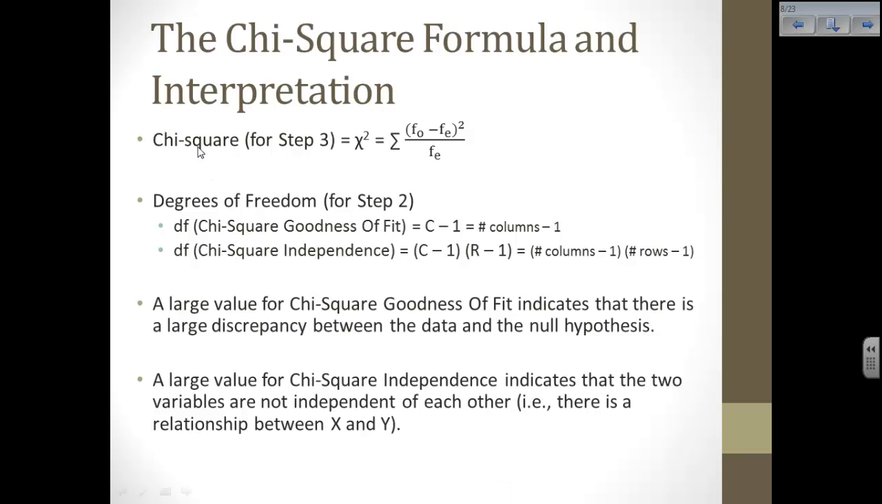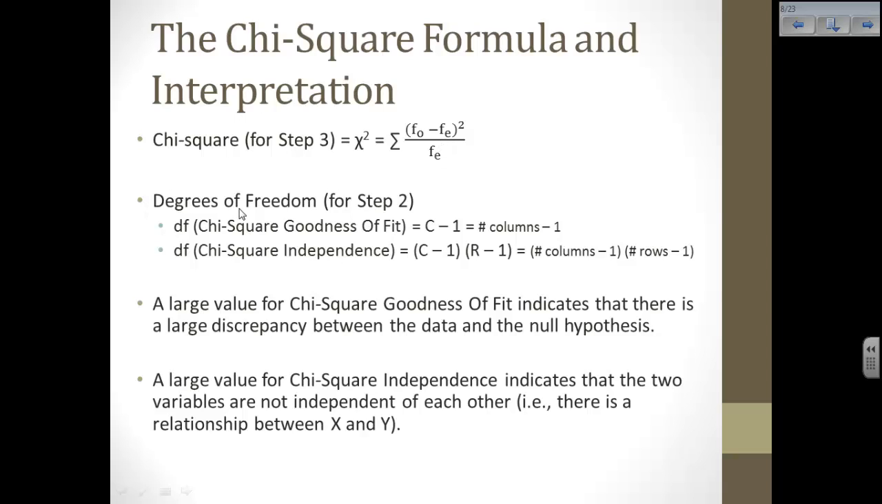So the chi-square formula, which would be step 3 of your hypothesis test, does not change depending on if you're doing a chi-square test for goodness of fit or a chi-square test for independence. The only difference in the calculation is how you go about finding the frequency expected under the null hypothesis. And I'll show you examples of how to do that. So the formula for chi-square is the same for both types of chi-square analysis, but again, the way you find the frequency expected is different.